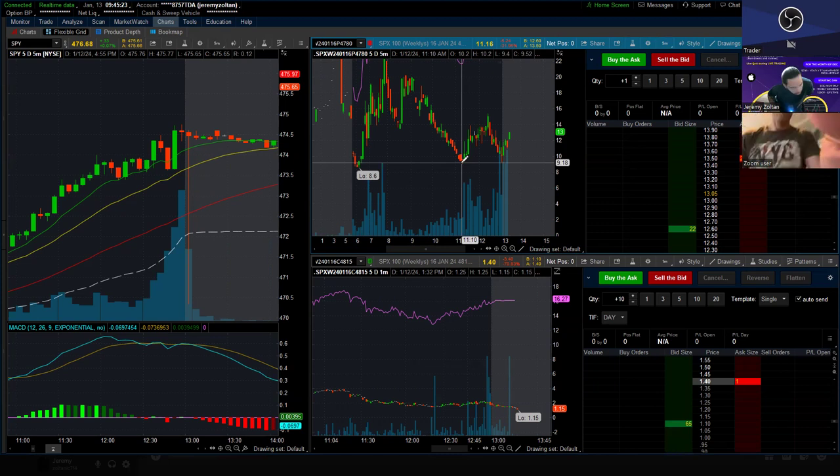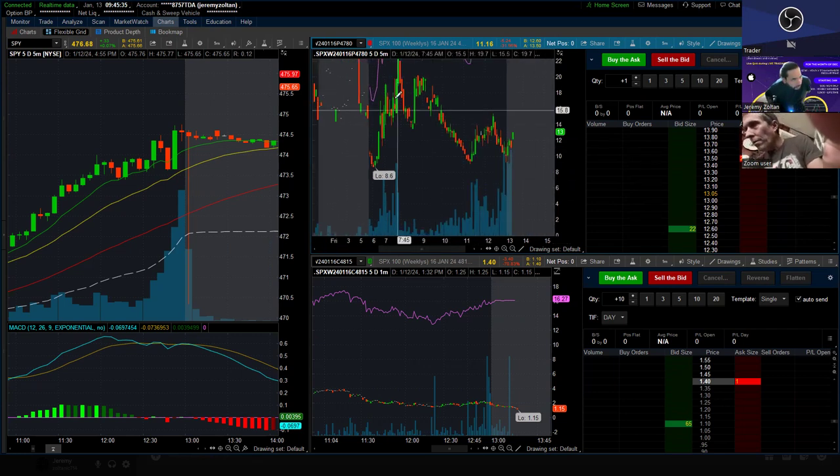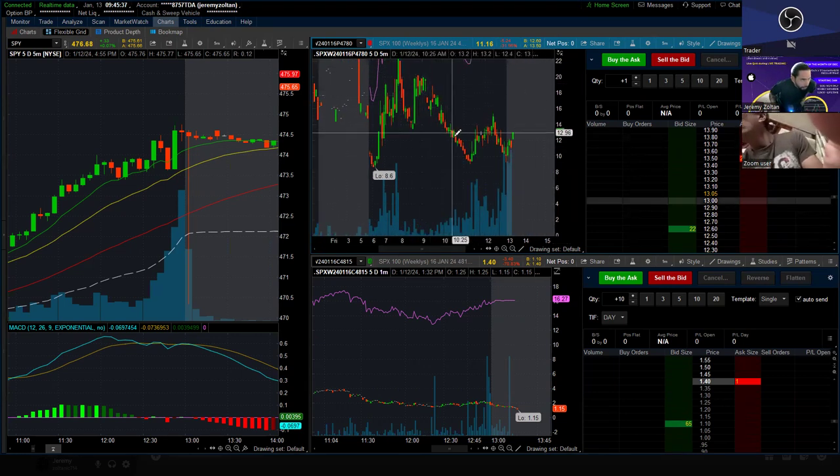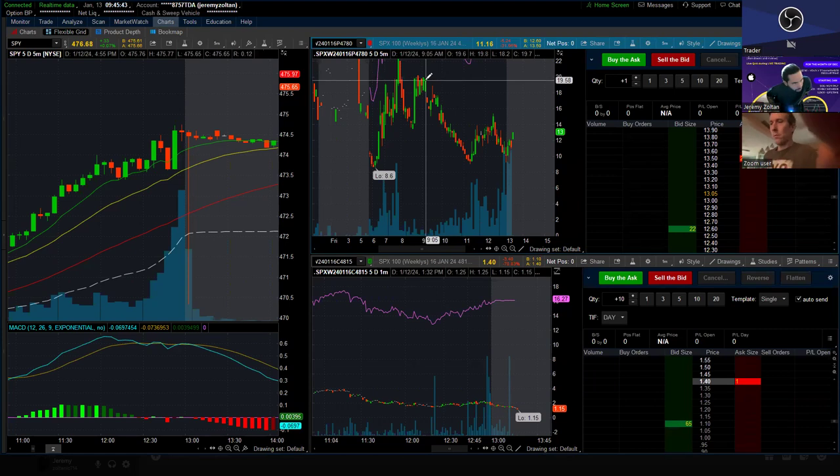That's what we're looking for. We're looking for quick, explosive moves. A lot of times it's against the direction that it's already going. For example, the direction here is it's dumping. This is the option price, this is not price action or anything. You can see that the premium and the price is dumping hard.